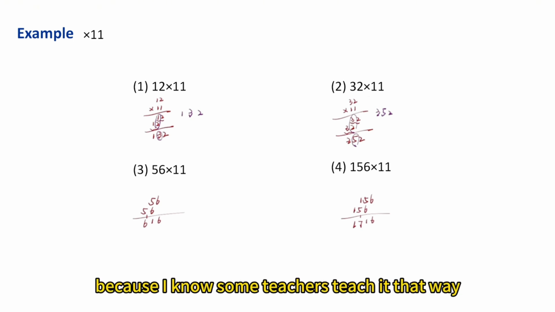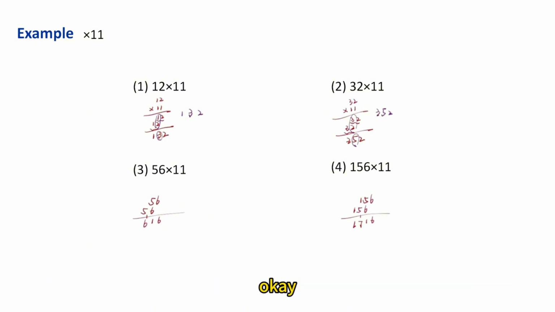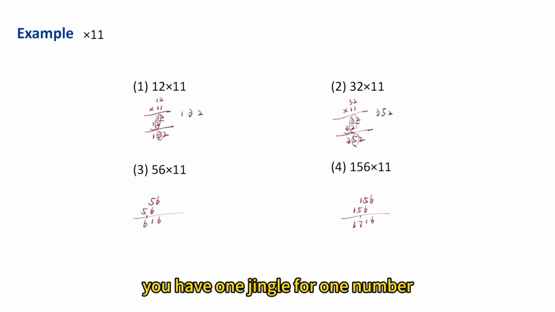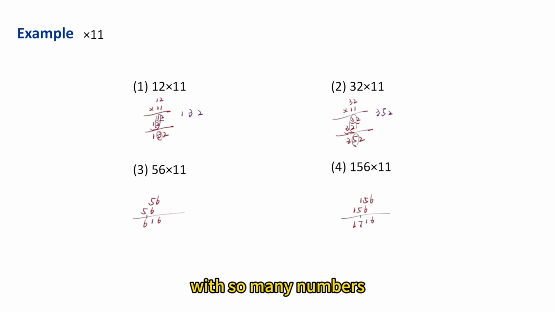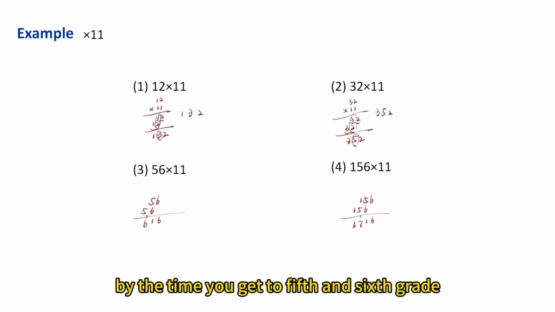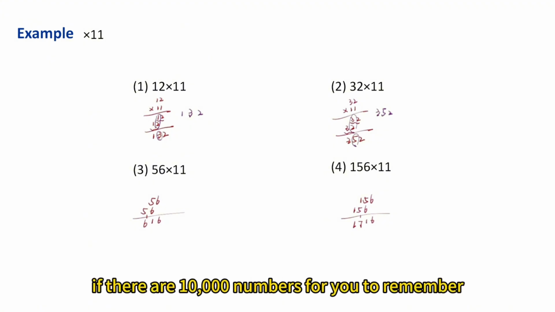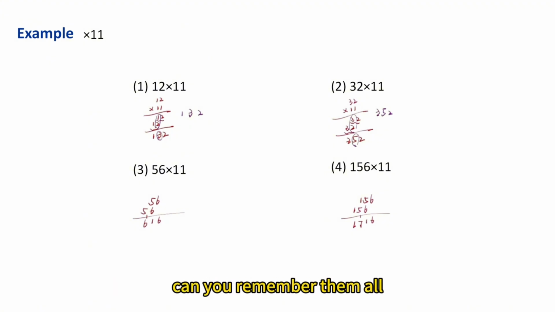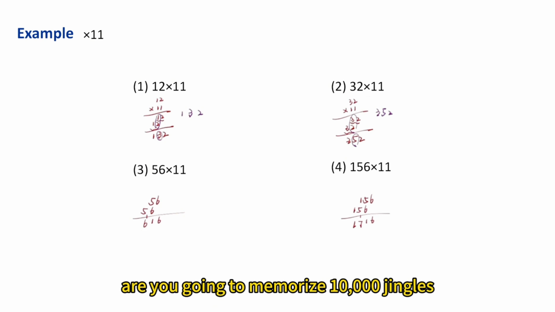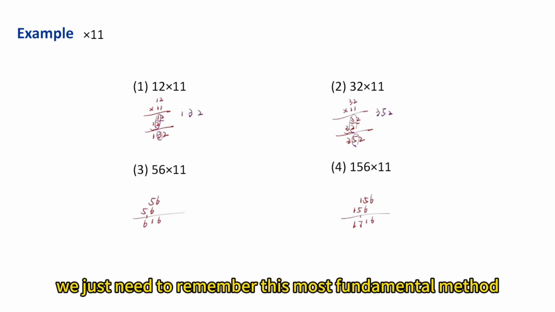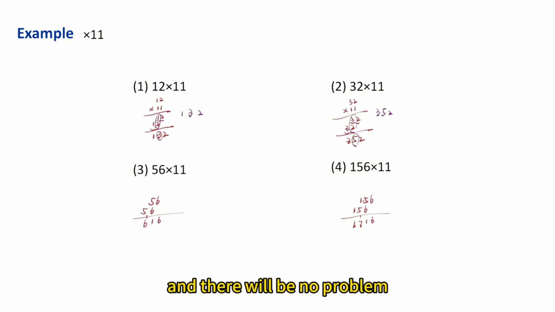Okay. Because I know some teachers teach it that way. Okay. On this, you have to listen to me. Okay. You must listen to me. Because if you just memorize those jingles, you have one jingle for one number. With so many numbers by the time you get to 5th and 6th grade, to middle school, to high school, right? If there are 10,000 numbers for you to remember, can you remember them all? Are you going to memorize 10,000 jingles? That's impossible, right? Impossible. So we just need to remember this most fundamental method, and there will be no problem.